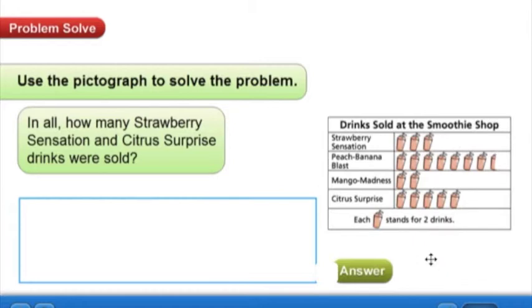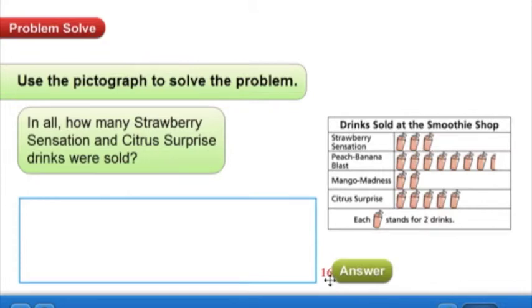Well, did you figure it out? If your answer was 16, you're correct. Because if you add the Citrus Surprise, which had 1, 2, 3, 4, 5 drinks, and 5 times 2 is 10, plus the Strawberry Sensation, which had 1, 2, 3, 3 times 2 is 6, 6 plus 10 equals 16.